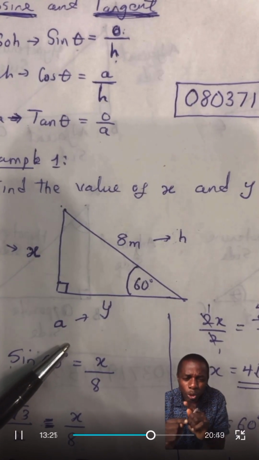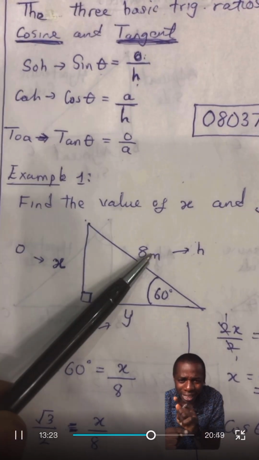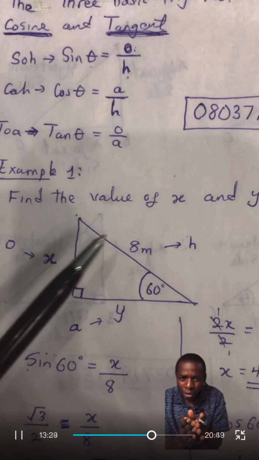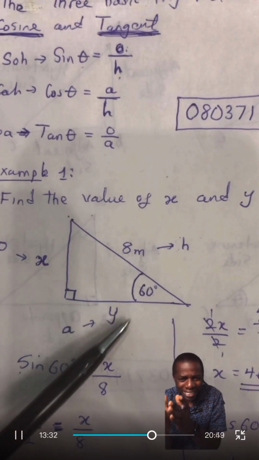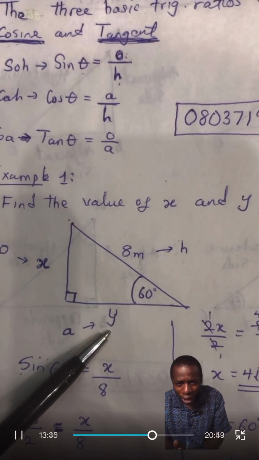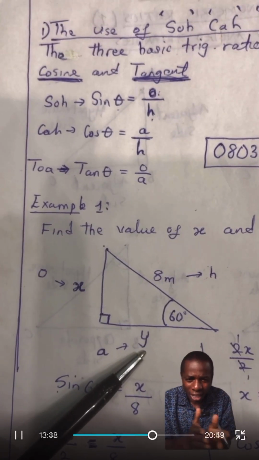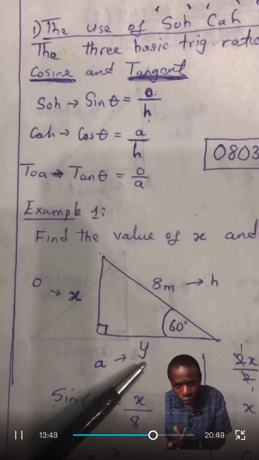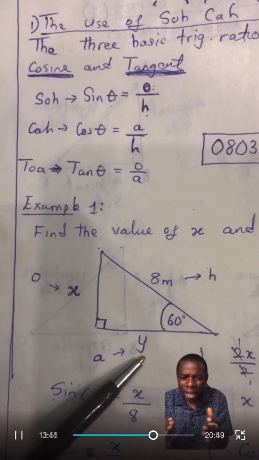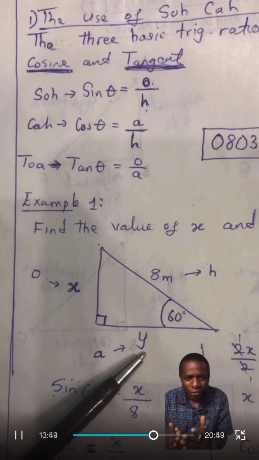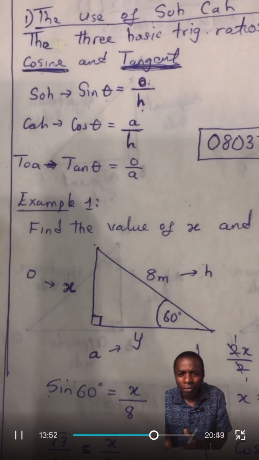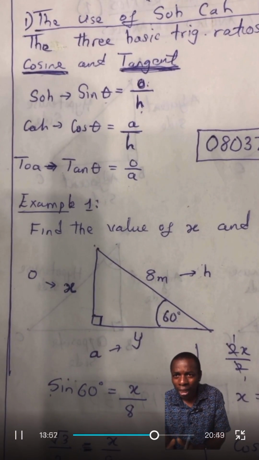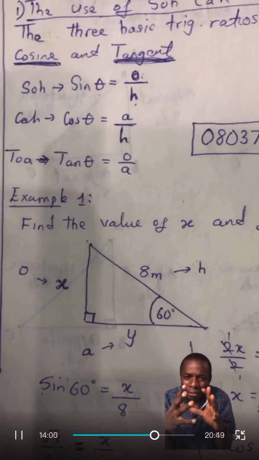So we make use of the known values, which are 8 meters and 60 degrees, to find x. After that, you use your 8 meters and 60 degrees again to find the value of y. You can't find the value of x and y at the same time. You find the value of x separately and the value of y separately. You can find either of the two first. You can find y first before x, or x first and then y. But according to what I did here, I first find the value of x.